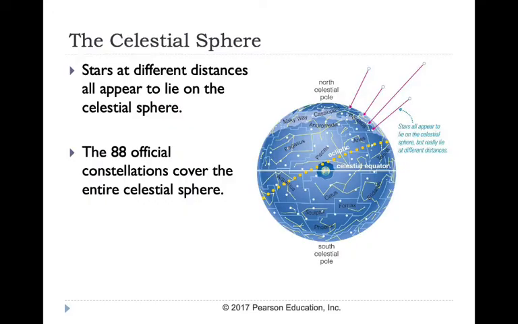So the celestial sphere is the apparent appearance of the stars, if there was this dome and they were all of equal distance, how they would actually look around us. So they're at different distances, but this is just how they appear to us. So the 88 official constellations cover the entire celestial sphere.